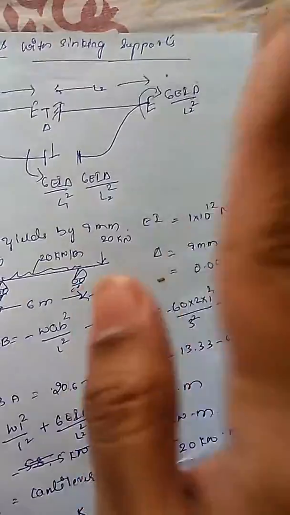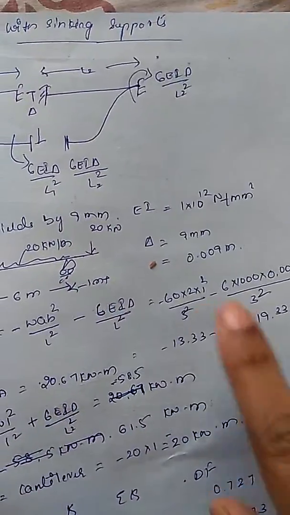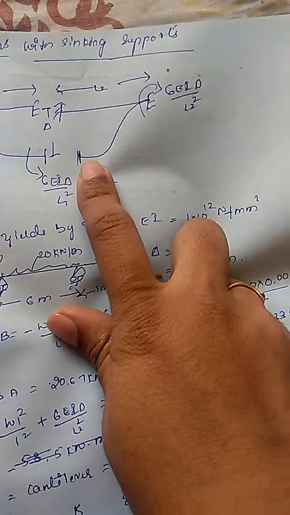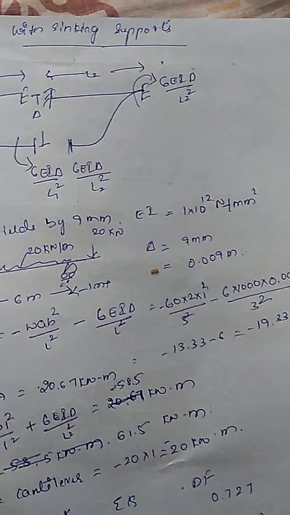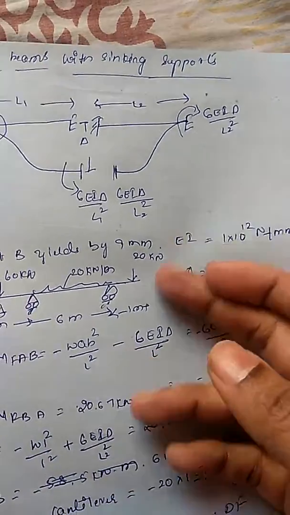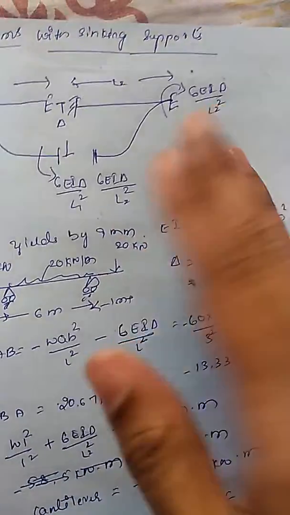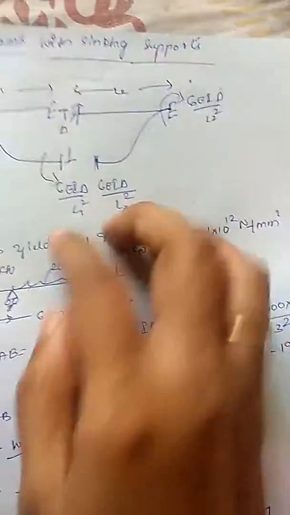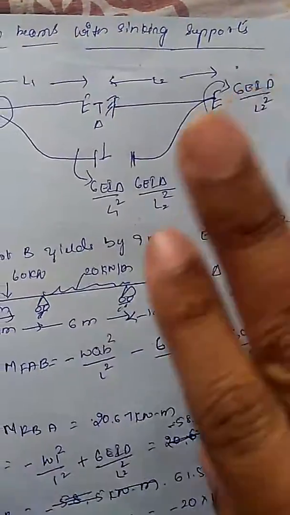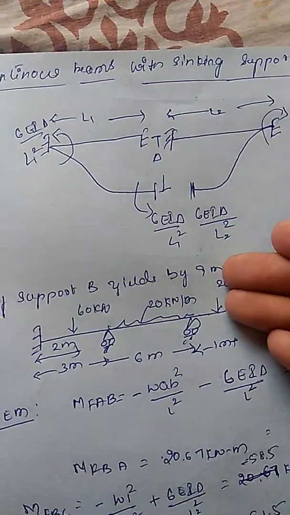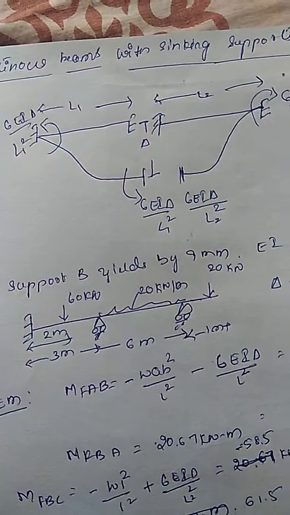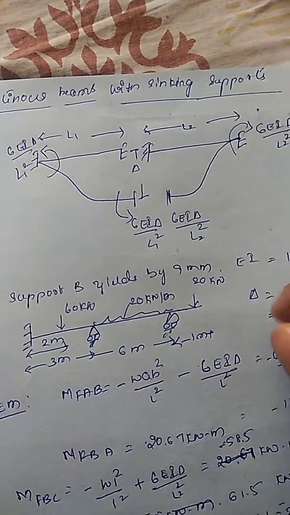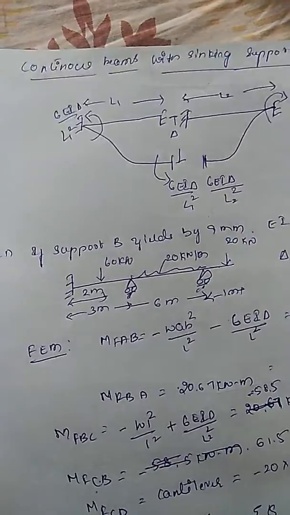Similarly, if the right hand side support yields, the fixed end moment will be 6EI delta by L square. In this figure, you can see that in moment distribution, the fixed end moments due to settlement of support are added to the fixed end moments due to the loadings. You have to take these conditions and solve with the sinking support, and the rest of the procedure will be the same in moment distribution.